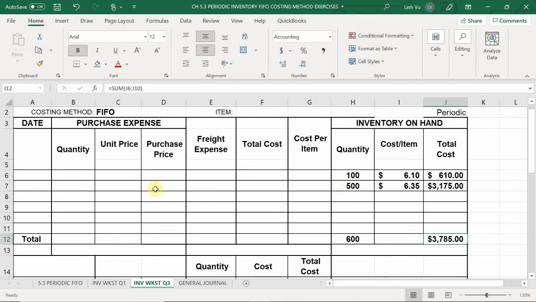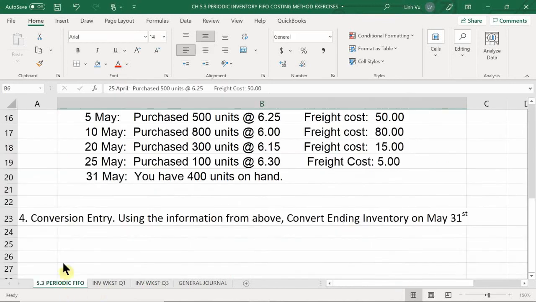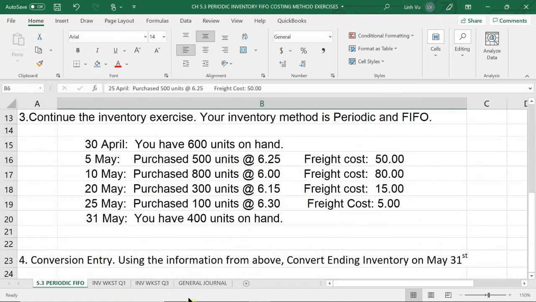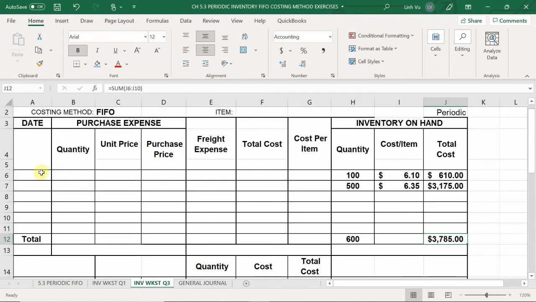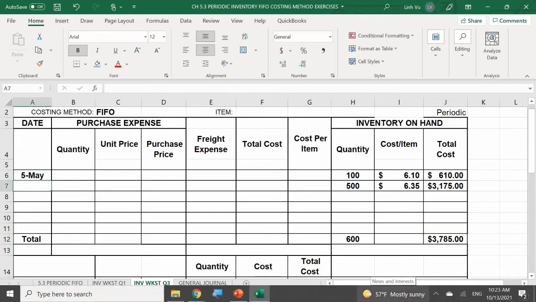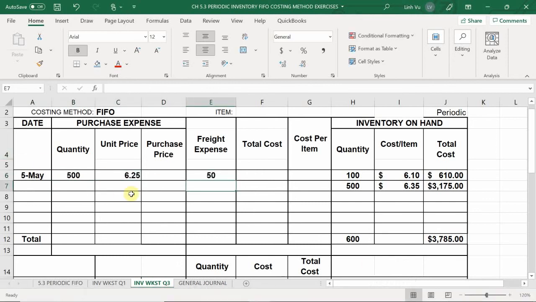So now for this practice, we're not going to journalize just because it's rinse and repeat. I'm just going to have you practice looking at the information and plugging it straight into the inventory worksheet. So again, May 5th, we purchased 500 units at $6.25 with a freight costing $50.